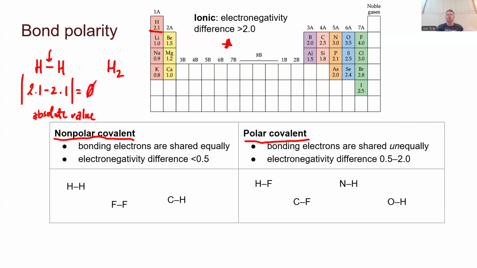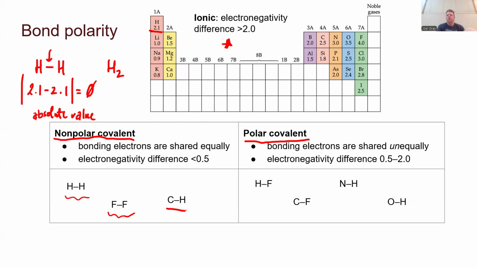zero. So what that value says is that the difference between the electronegativity of these two atoms is zero. Each one of these atoms is pulling those shared electrons equally. So it's almost like H2 has a game of tug of war going, and nobody's winning that game because no one is stronger than the other one. Basically, you can classify anything where the atoms are the same as a nonpolar covalent bond. So H-H, F-F, those are nonpolar covalent bonds.